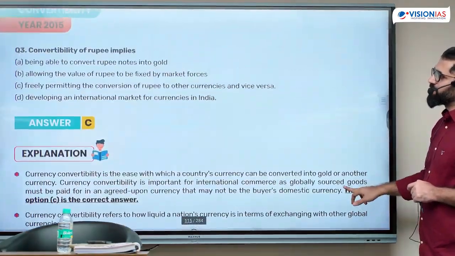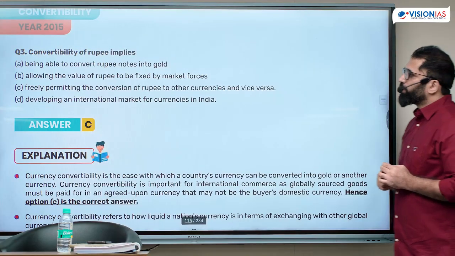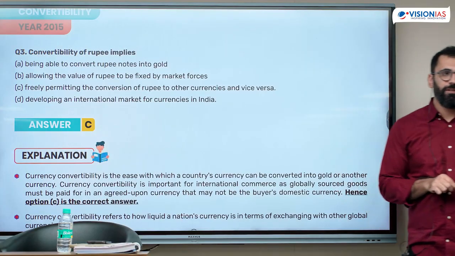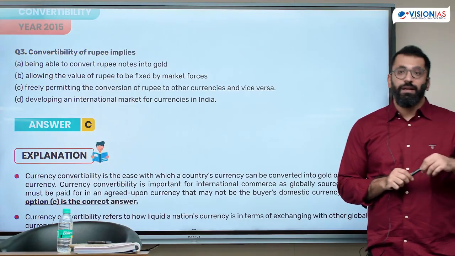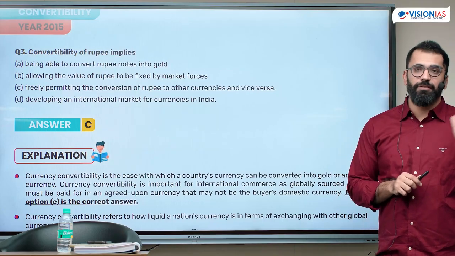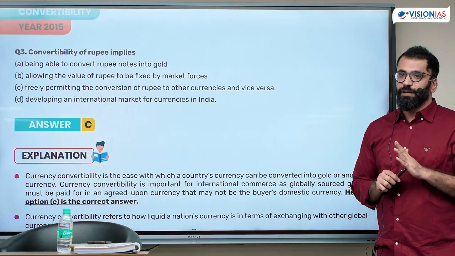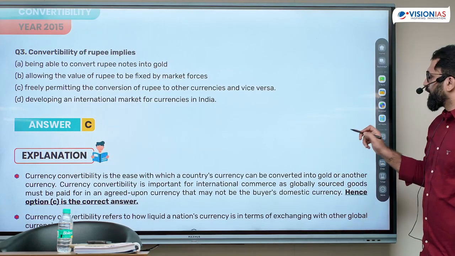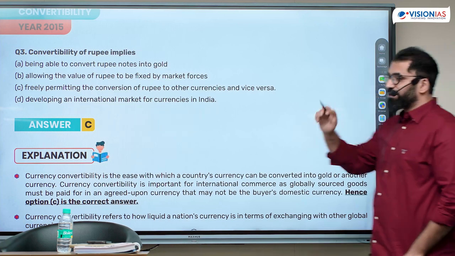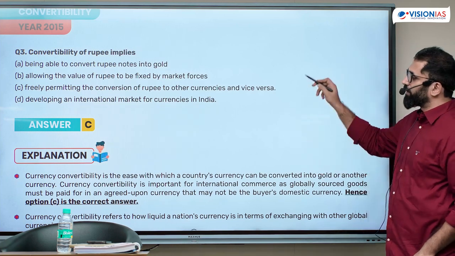Very easy questions in the initial years. Convertibility of rupee implies. What is convertibility? And what do we mean by current account convertibility or capital account convertibility? No, that is the difference. Convertibility का क्या मतलब है?